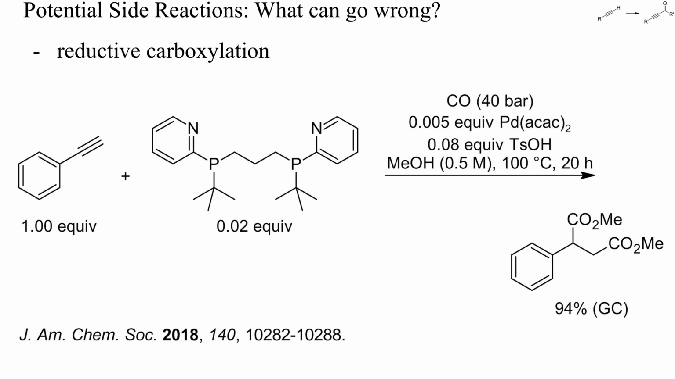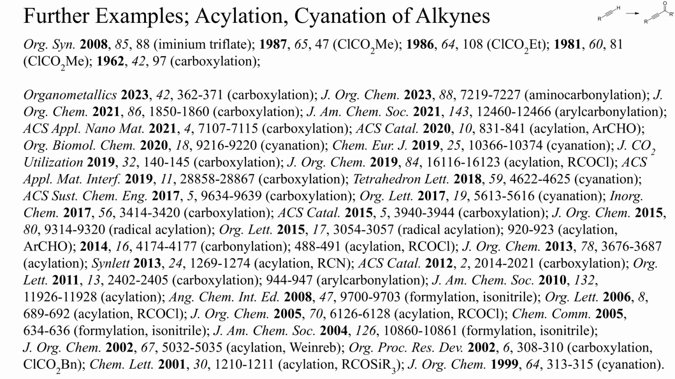As I said at the beginning, acceptor-substituted alkynes are highly reactive and will only be obtained if the reactions are stopped in time and the workup is done carefully. Here are some further examples which you can also find in the description of this video.